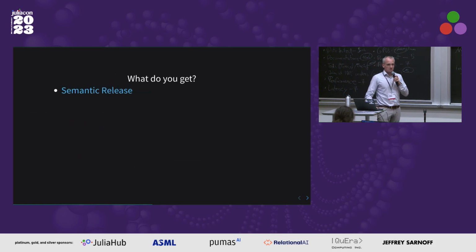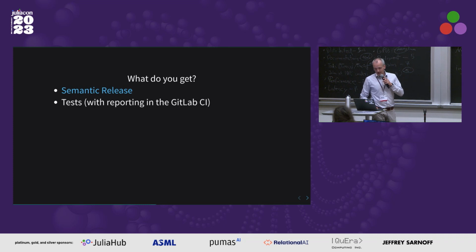Semantic release. If you're not using semantic release, you should. If you want to know what it is, watch my talk about it 2 years ago at JuliaCon, which was online at the time. It's amazing. Use it. Been doing it for a decade. Don't want to do anything else anymore. Well, obviously, you get tests with reporting in GitLab CI, so you get nice test overviews of all the tests that ran. There's like this tests section where you can see all the assertions that ran.